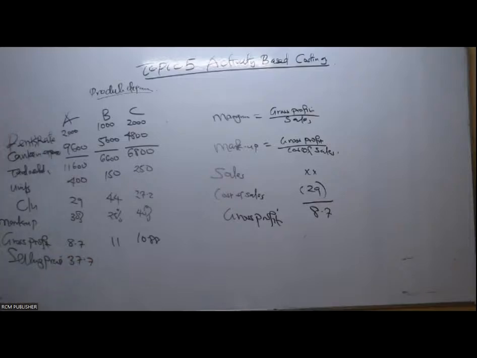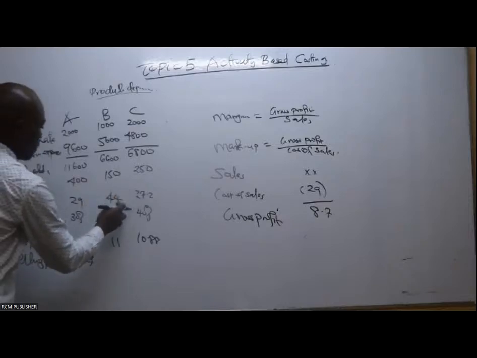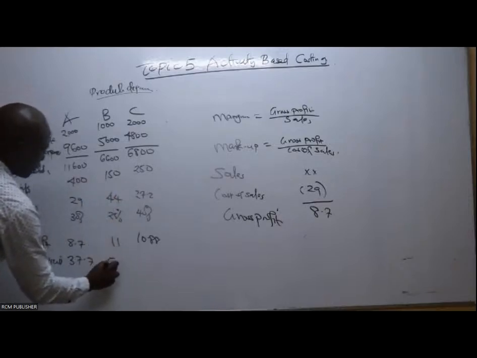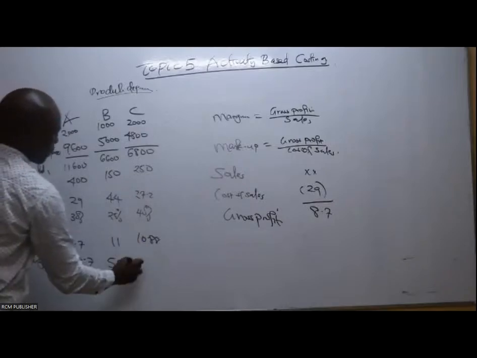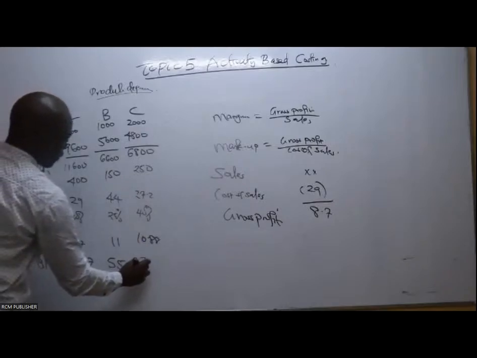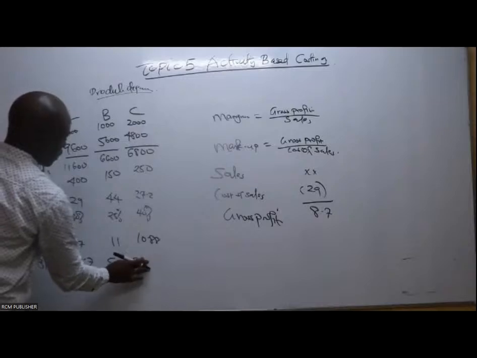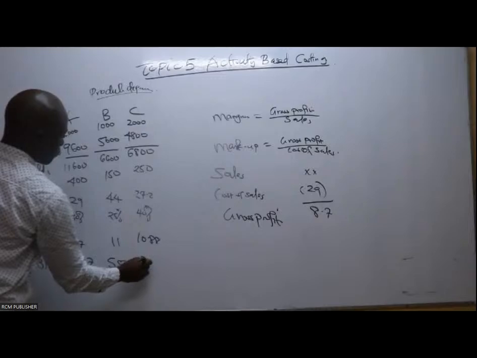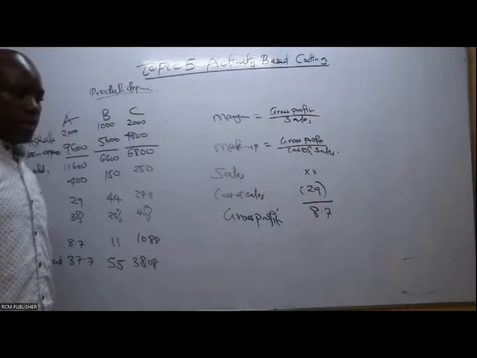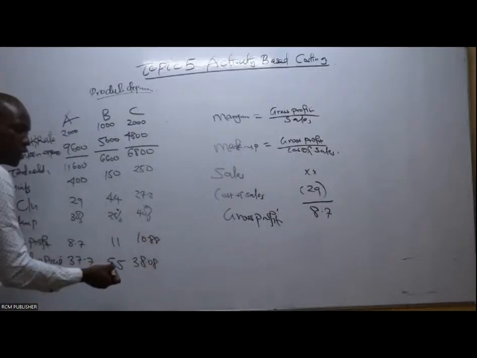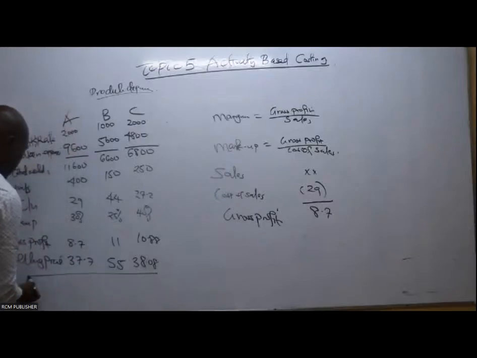37.7. Then this other one will give us 55. And this one here will give us 39. Is it 38.08? Is it 38.08? 38.08. Great. So that's what we have as the selling price.